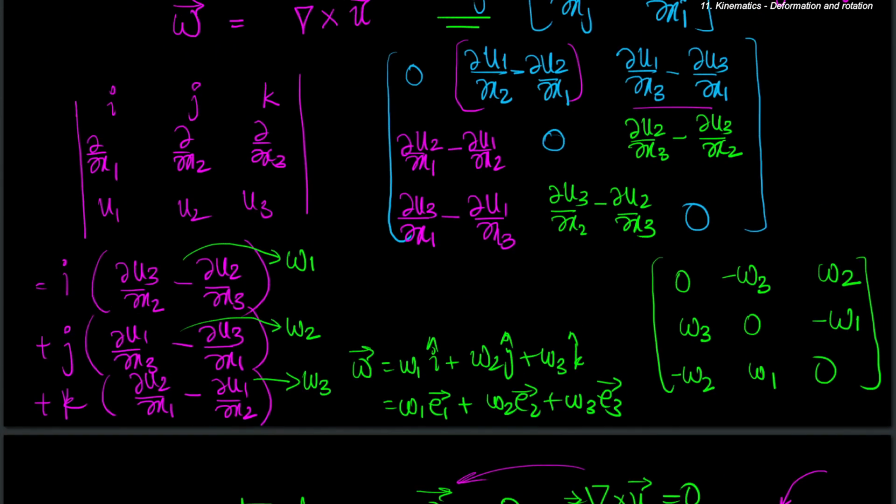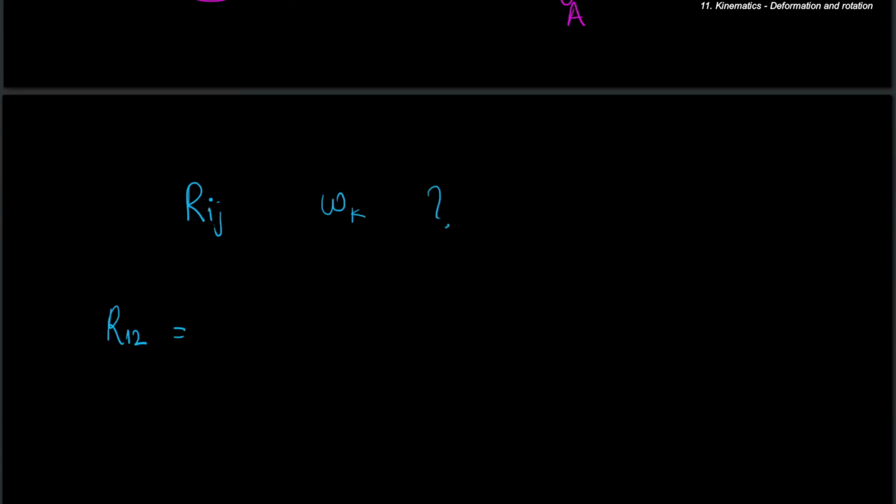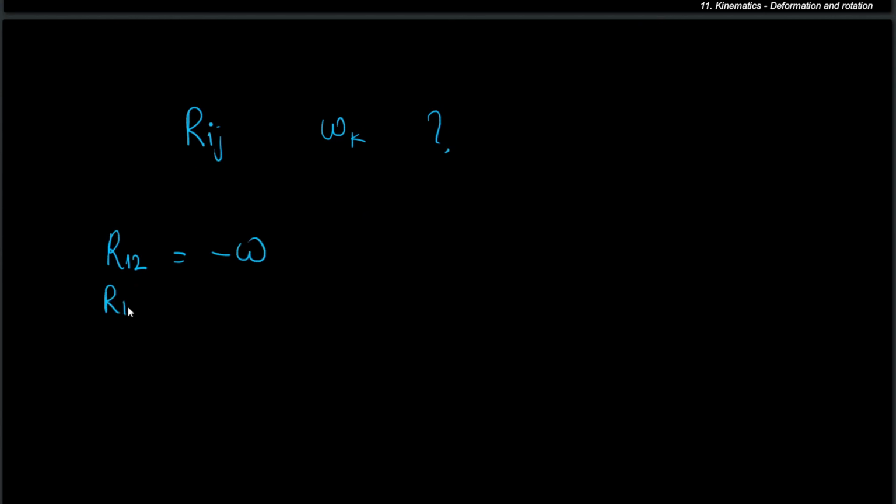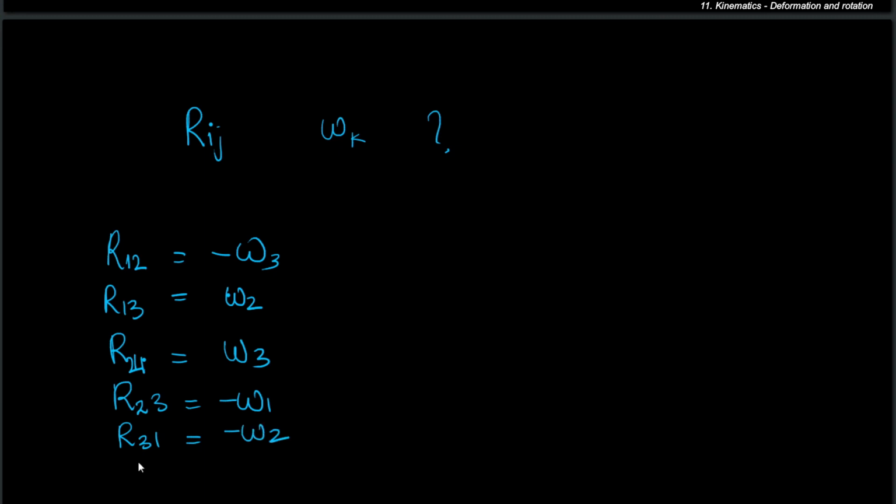Is there a relationship between Rij and omega? And we saw that there is. So let us write down. R12 was found out to be minus omega 3. R13 was found out to be omega 2. R21 was found out to be omega 3. R23 was found out to be minus omega 1. R31 was found out to be minus omega 2, and R32 was found out to be omega 1.